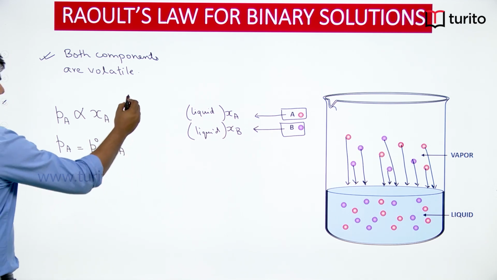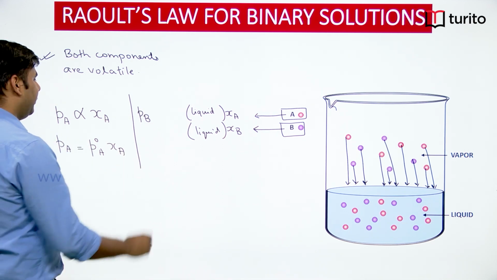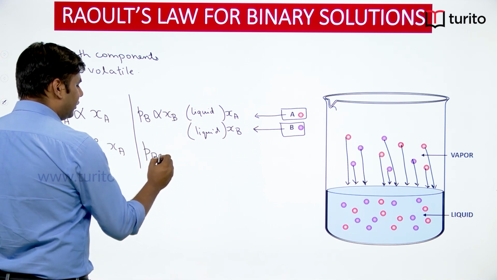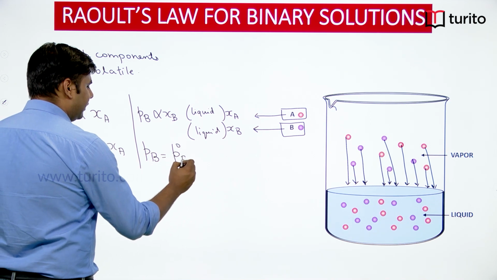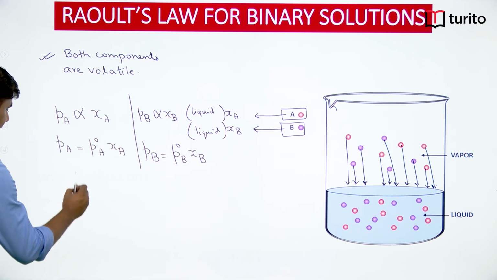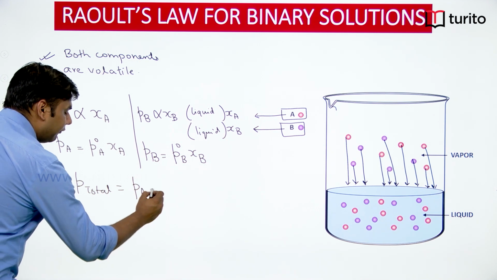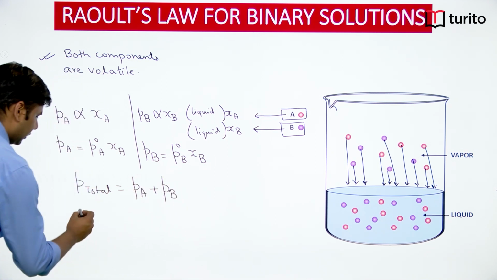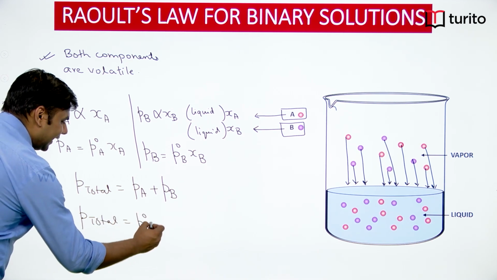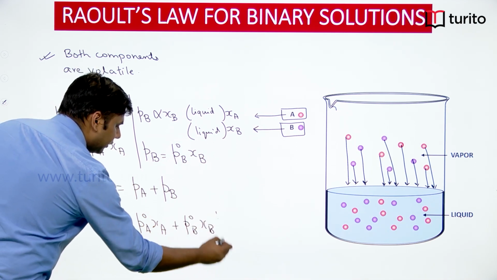Similarly, we will say that the partial pressure or the vapor pressure exerted by B would be proportional to the mole fraction of B in liquid phase. So I can write the vapor pressure exerted by B is P naught B into XB. So the total pressure exerted over the solution would be the sum of the partial vapor pressure of both the components. So the total pressure exerted is P naught A XA plus P naught B XB. Hope this is clear to everyone.